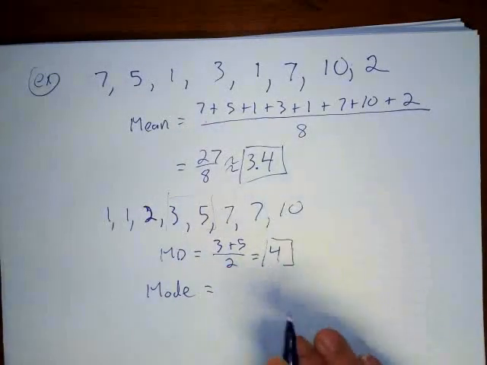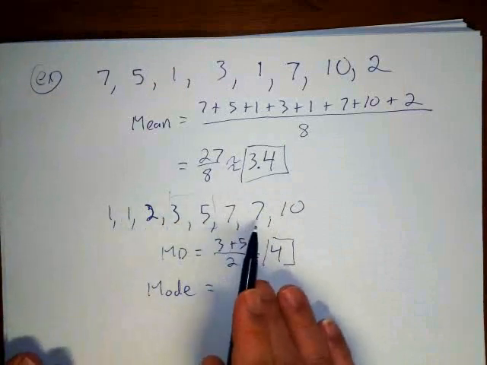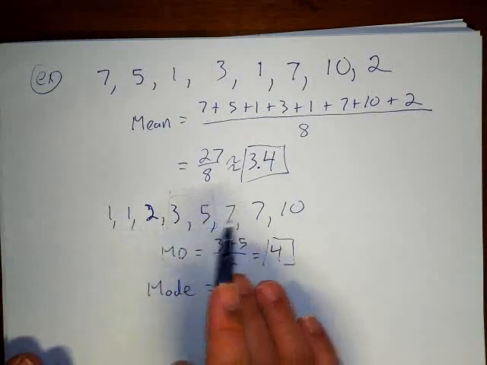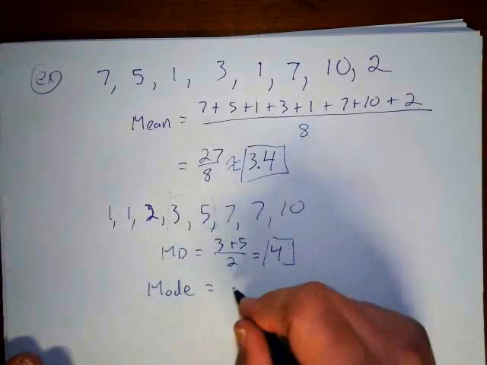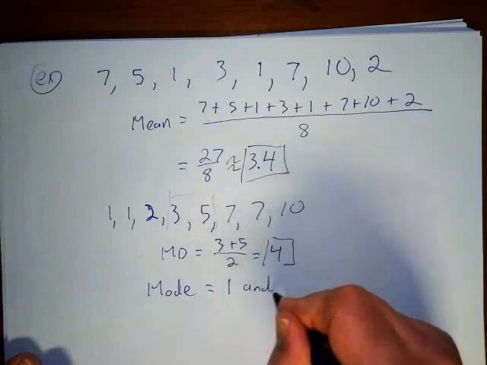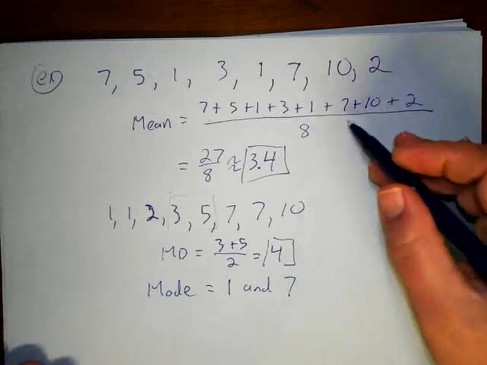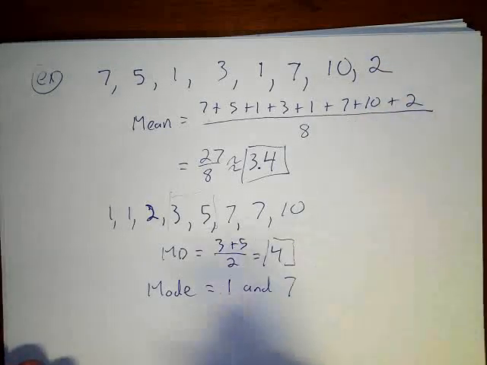Okay, this isn't a trick question, but you see that the 1s occur twice and the 7s occur twice. So they both occur more than the other values, and so that means there's 2 modes. So the mode is 1 and 7. So you can have more than one mode. Okay, so there it is, the mean, median, and the mode.